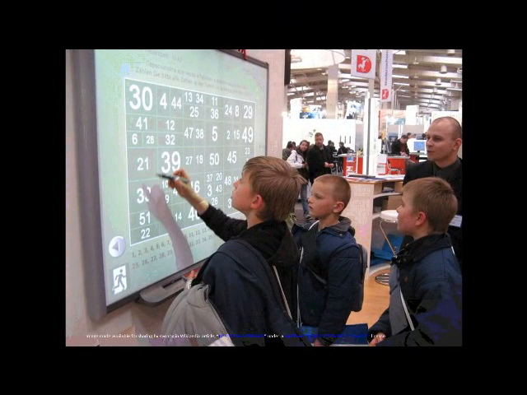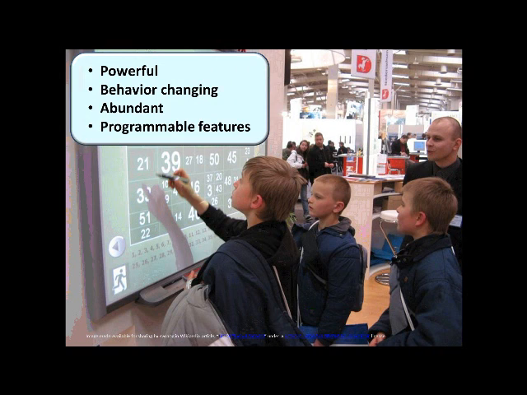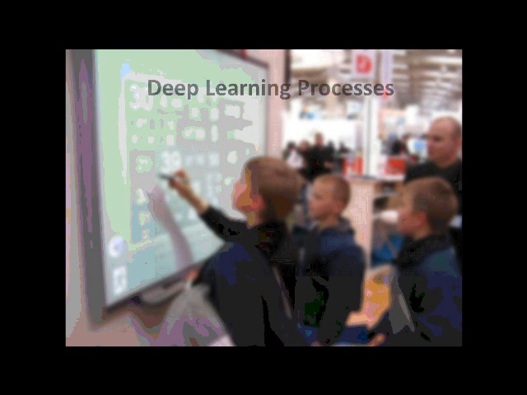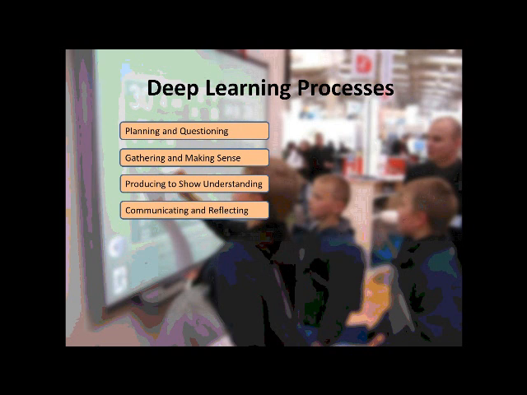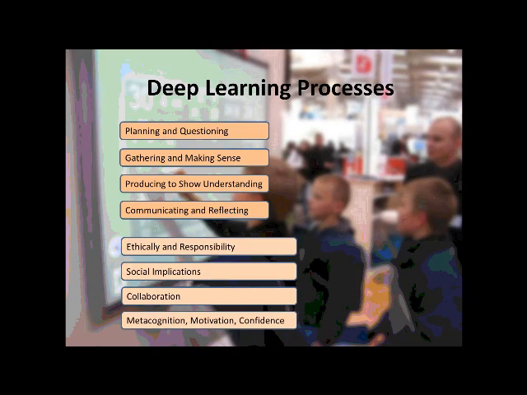We can't talk about information and communication technologies without remembering these tools are powerful, behavior changing, abundant, and that each tool has many pull-down menu features that a user can program, if you will. This fact suggests we are best off intentionally and critically choosing them because we believe they provide the best opportunity to engage ourselves and students in deep learning processes of planning and questioning, gathering and making sense, producing to show understanding, and communicating and reflecting. These kinds of deep learning processes affect our relationships with others.